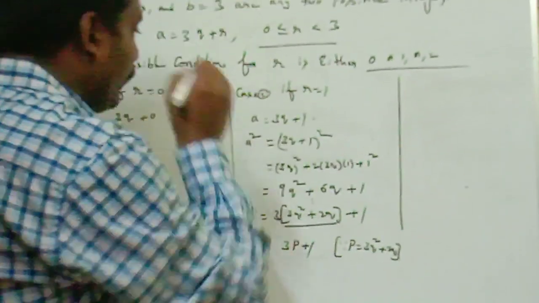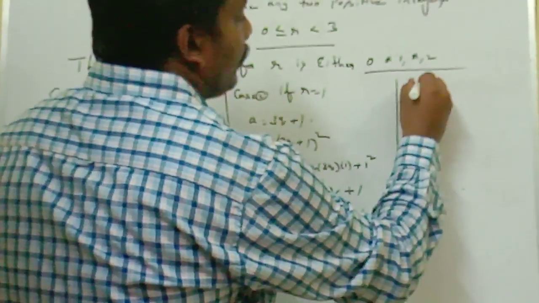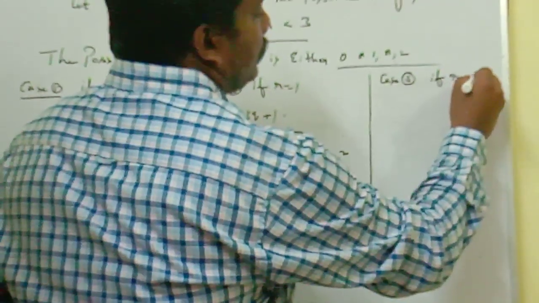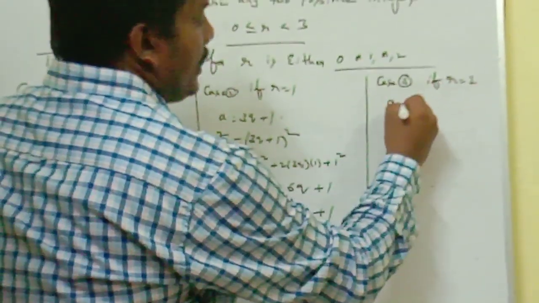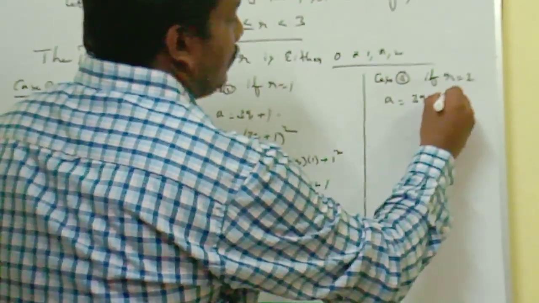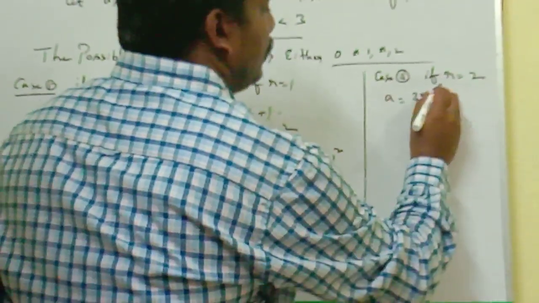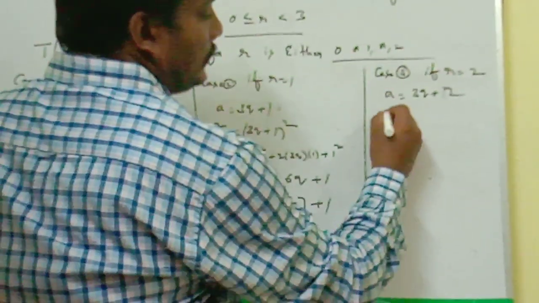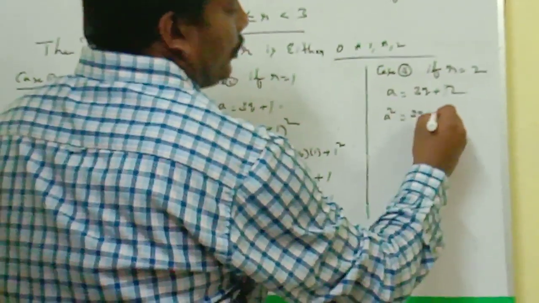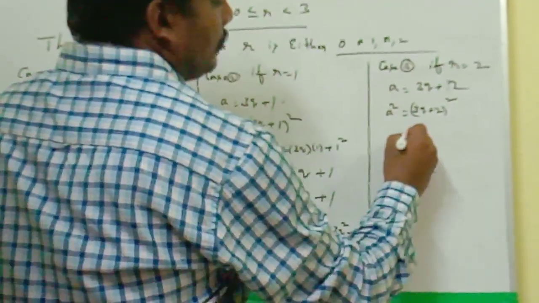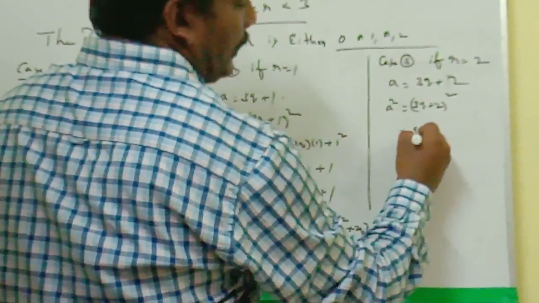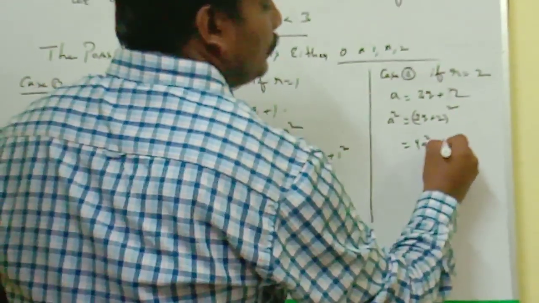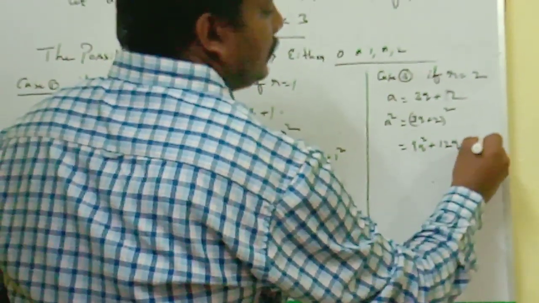Then coming to case 3. If r is equals to 2, then a is equals to 3q plus 2. Again, here also take the squaring on both sides. Then a square is equals to 3q plus 2 whole square. Similarly, we can take it as a square, that is 9q square, 2ab, 2 into 3q into 2, that is 12q, plus this is 4.